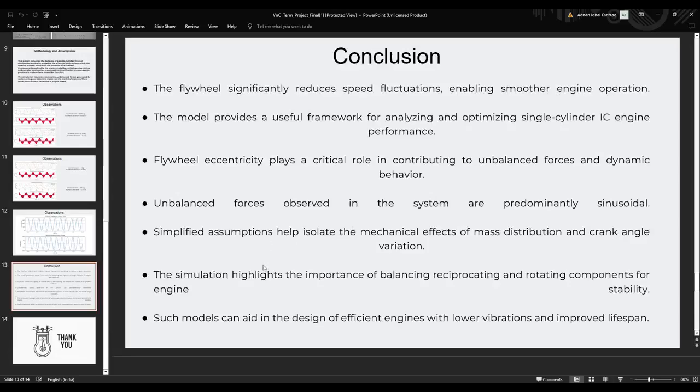And this simulation also helps us in highlighting the importance of balancing all the masses, such as the reciprocating and the rotating component masses, for the stability of an engine. And such models can help us in aiding the design of efficient engines with lower vibrations and improved lifespan. So that was pretty much it for our term project, in which we conducted simulations and showed you how a flywheel is important in controlling the vibrations of an IC engine.